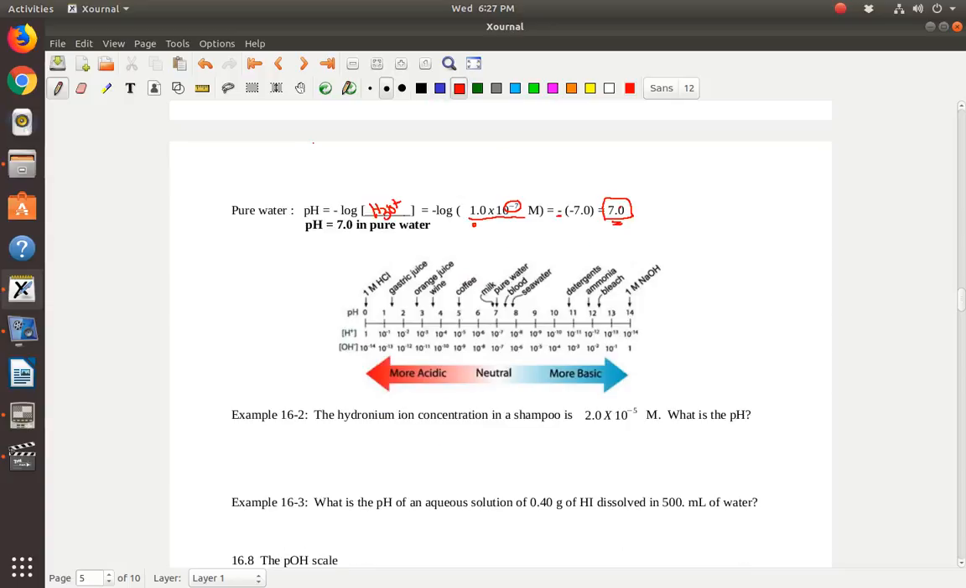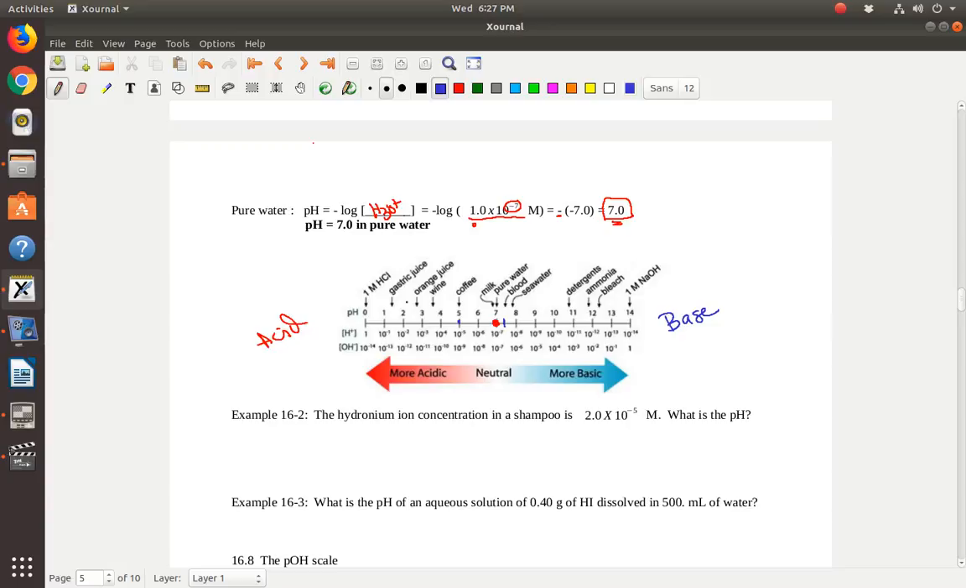Alright, so pure water has a pH of 7. Anything that's less than 7 is going to be an acid, and anything that's greater than 7 is going to be a base. Blood has a pH that's greater than 7, so it's very slightly basic. Coffee is acidic, orange juice is acidic, and your gastric juices in your stomach are very acidic.